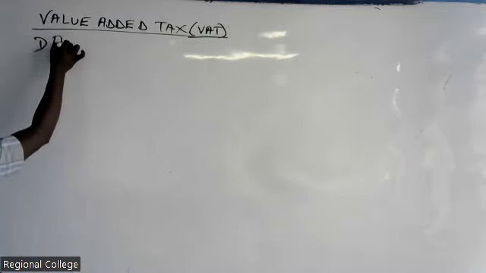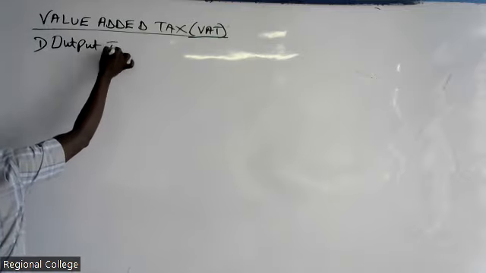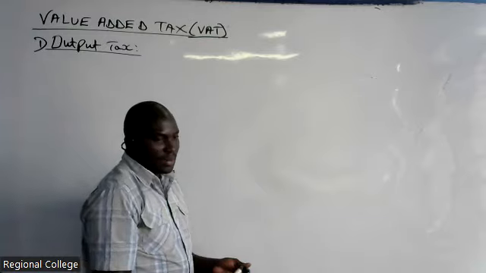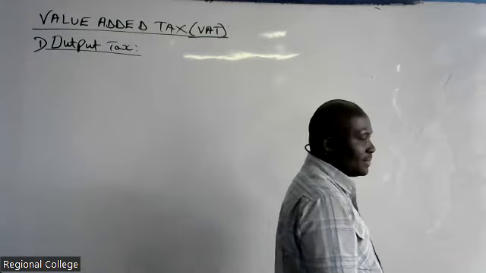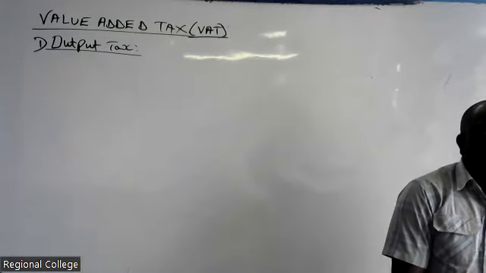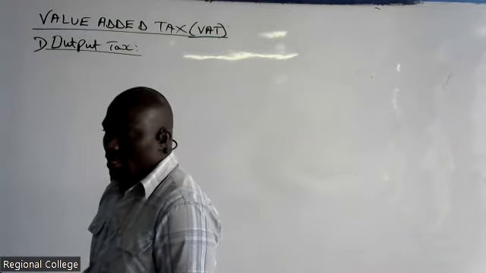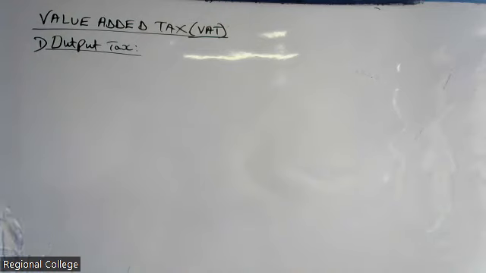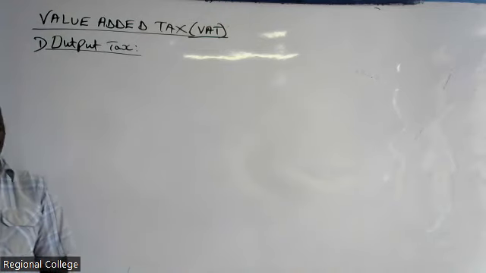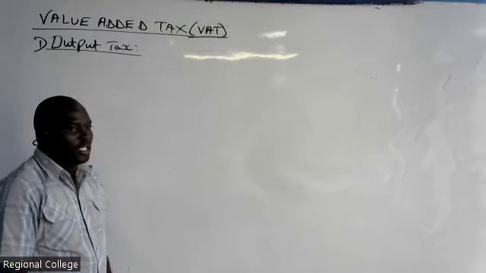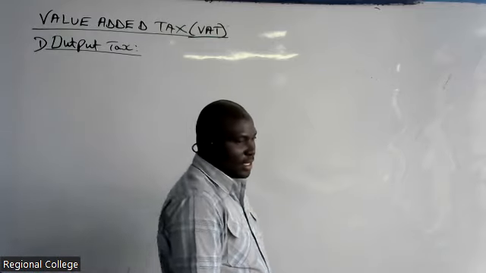Number one, output tax. We say it is VAT charged on sales.